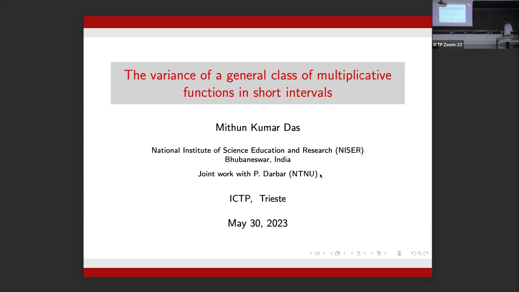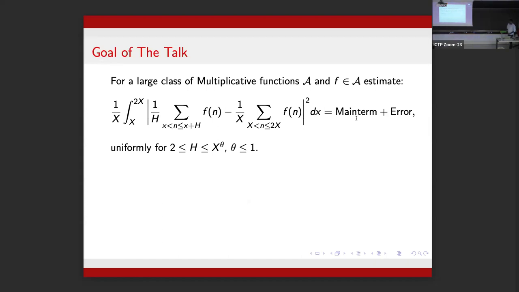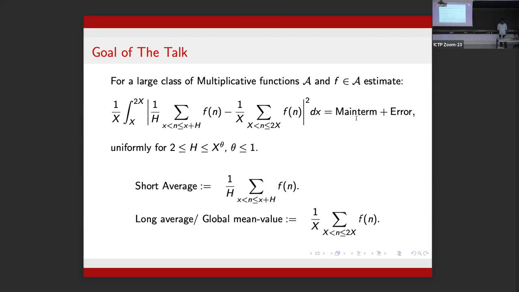So what is the goal here? As you see, the goal is basically to estimate, given a large class of multiplicative functions, say A is the set of multiplicative functions, a large class we define later. And for f belonging to this class, we want to estimate this quantity, given H, which is up to x to the power theta, with theta less than or equal to 1. This we denote as a short average.